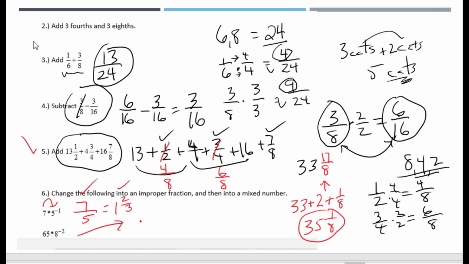Here I have 65 of these. 8 to the negative 2 is the same as 1 over 8 squared, which is the same as 1 over 64. So this is 65 over 64, which is 1, because 1 is 64 over 64, and I have 1 left. So there is as an improper, and there is as a mixed.